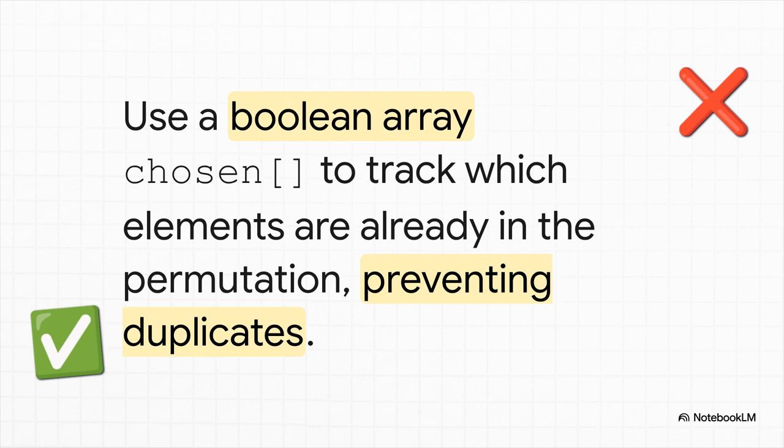The easiest way is with a simple Boolean array. Let's call it chosen. Before you add an item, you check, is it chosen? If not, you mark it as chosen, add it, and make your recursive call. And, you guessed it, the most important part is backtracking. When that call returns, you unmark it as chosen, freeing it up for other paths to use.